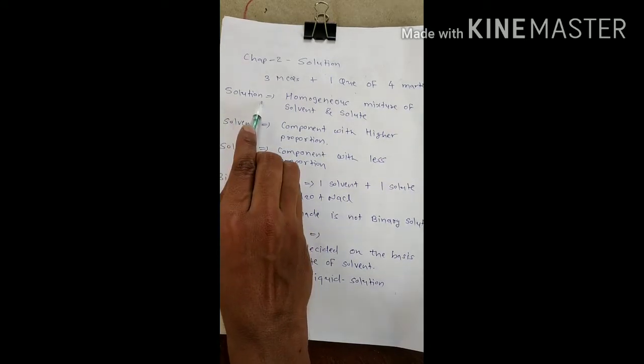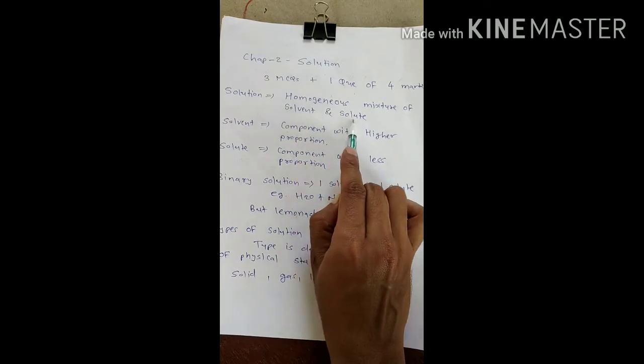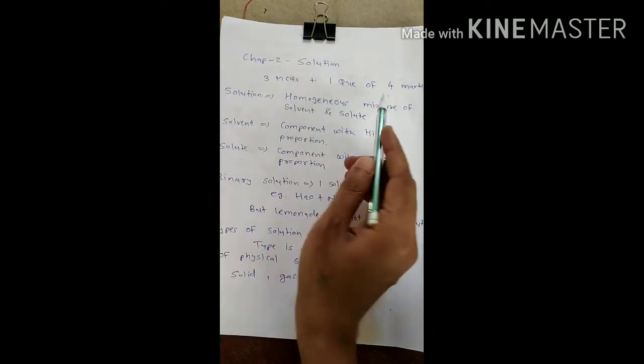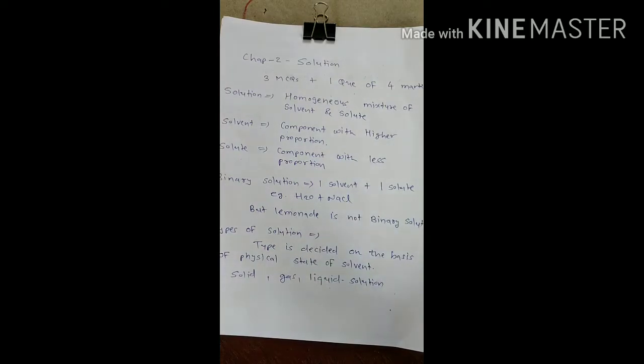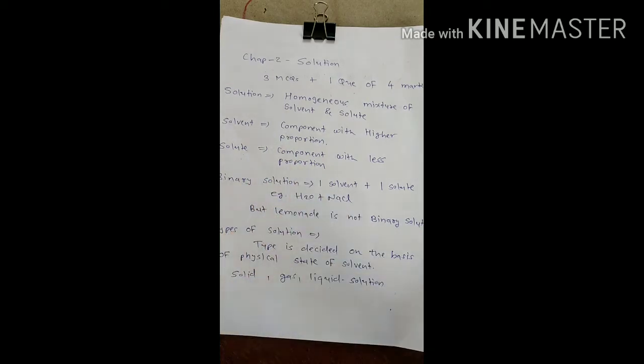First of all, what is solution? Solution is a homogeneous mixture of solvent and solute. Again, homogeneous mixture, this word is important. Homogeneous mixture of solute and solvent. What is solvent? Whichever component has a higher proportion in the solution is called solvent. Solute, whichever component has less proportion, is called solute.